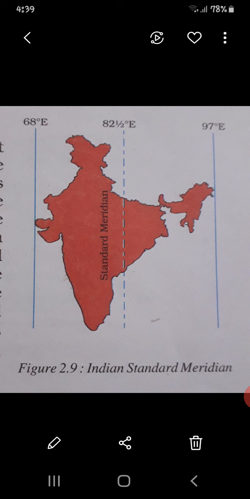The standard meridian of India, which degree is that? 82.5 degree east, or we can also say 82 degree 30 east. And we also learned how to calculate time, starting from the zero meridian, looking at the longitude, whether the place is in the east or in the west. You have to calculate accordingly.